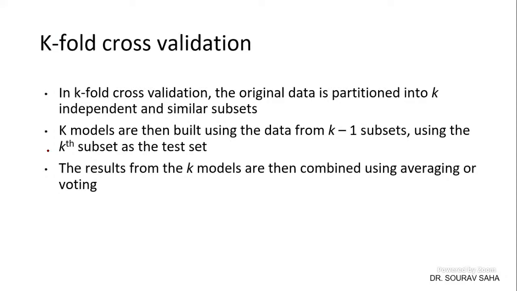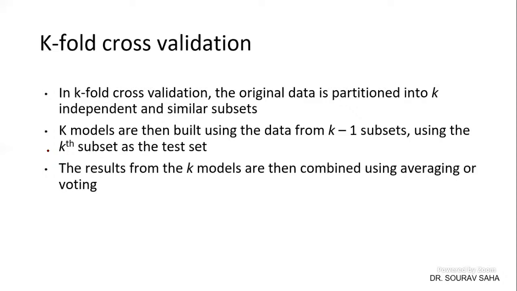So now we saw that the holdout method, or the train-test split, has its own disadvantages. With LOOCV we tried to improve on the disadvantages of the holdout method, but that also has certain disadvantages. So that brings us to k-fold cross validation.